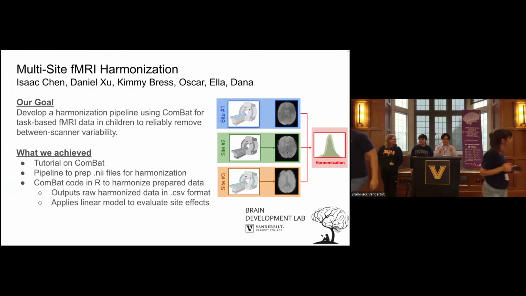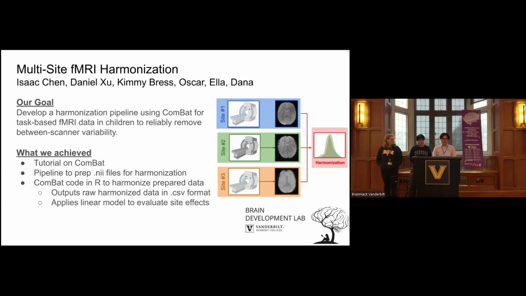Okay. Awesome, thank you. So, hi everyone, my name is Isaac and I'm the project lead for the multi-site fMRI harmonization project. Today I am joined by my awesome collaborators Daniel and Kimmy, who have been working tirelessly throughout both days of the BrainHack. We'd also like to acknowledge help from Oscar, Ella, and Dana, who were super helpful with our project during the first day of the BrainHack.